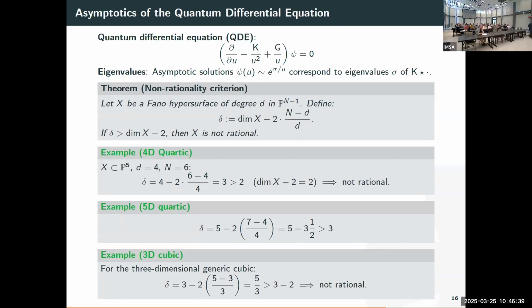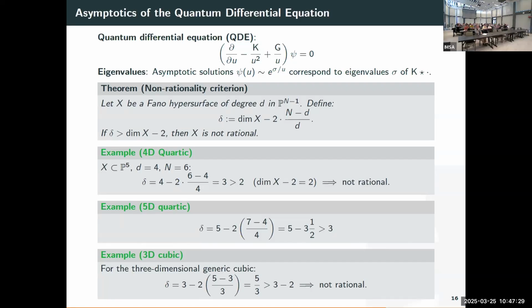And now the theorem is that if this delta, which in the case of a quantum hypersurface can be computed as dimension of X minus 2 times (N minus D) over D, is bigger than dimension of X minus 2, then X is not rational. One can easily compute that in the case of the three-dimensional cubic. So big N is 4 and D is 3, so we do have 5/3, and we get that the three-dimensional cubic is not rational.